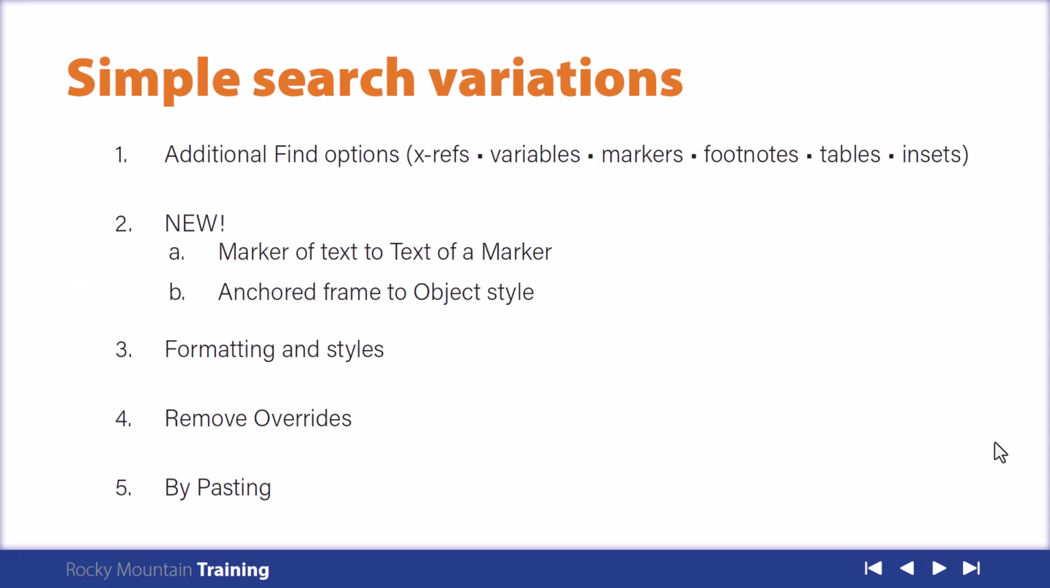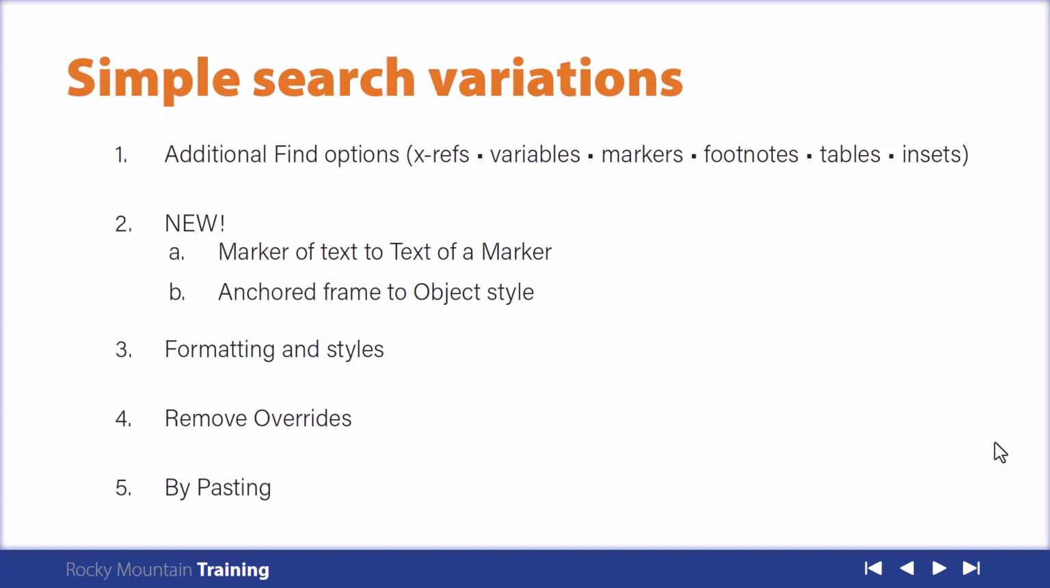And with those basics out of the way, let's move into some of the more interesting variations on a simple search. There is a menu in the Find and Change panel that allows you to pick additional find options. For example, you can search for cross-references in variables and markers and footnotes and tables and text insets and more. Those can be helpful if you haven't seen that yet.